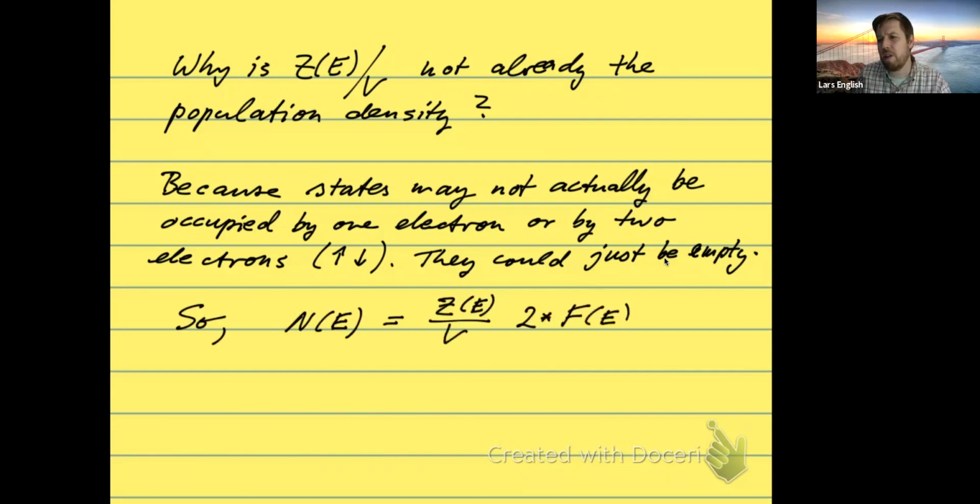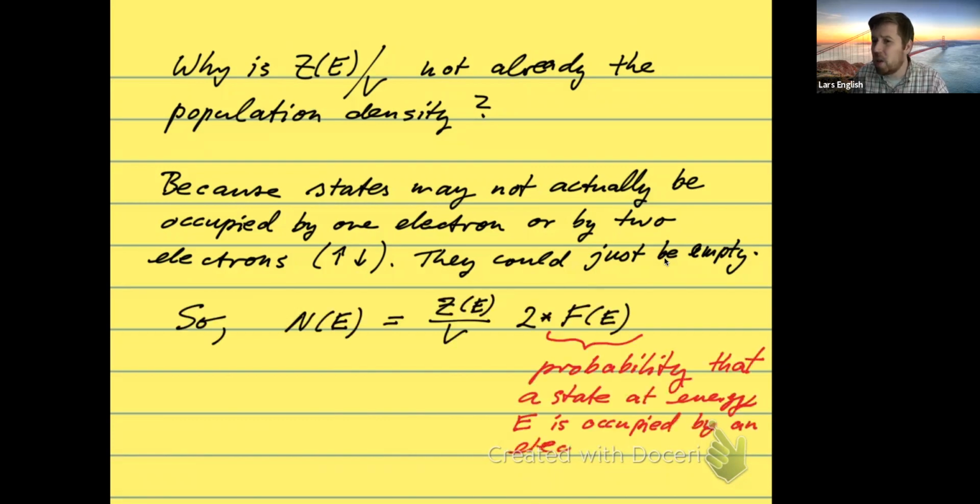And so we have to introduce another thing here called the probability that a state at this energy would actually be occupied by an electron. Okay, so this probability function. And we call this probability function F, capital F of E. And if I multiply basically what I had before times that F of E, and I also throw in a factor of 2 because a state can actually hold 2 electrons, then I should really get the population density N out of that. So the formula is fairly simple.